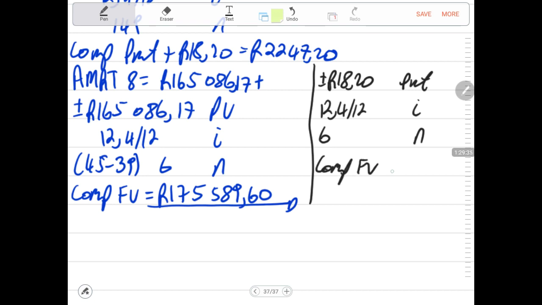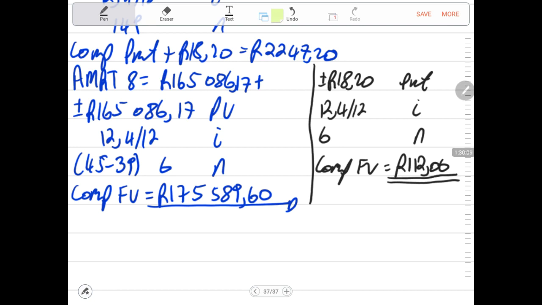Compute future value. Because remember, admin fees are added each and every month. Each and every month they are added. So now, if this person does not pay them, then they will accumulate interest. Plus minus 18.20, that is the PMT. 6 is N, 12.4 divided by 12 is the interest. Then we compute our future value of the administration fee. And it is 112 rand, 6 cents.